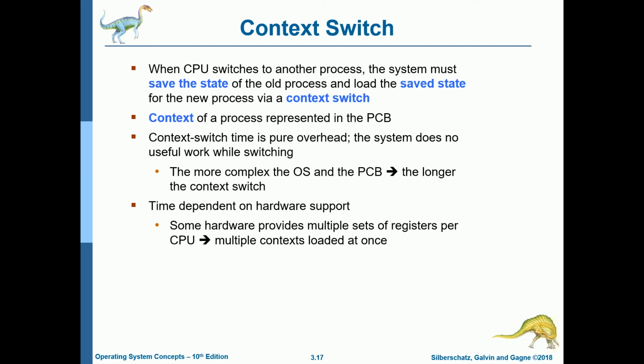The thing that we do have to keep in mind is context switching is pure overhead. The system is not doing any useful work while it's switching these different processes. Context switching depends heavily on hardware support. Some processors provide multiple sets of registers to do this.